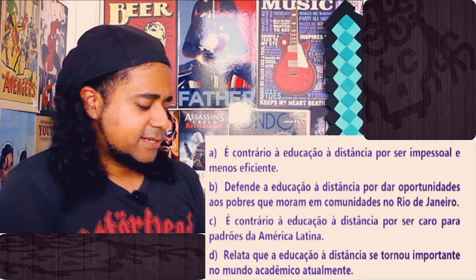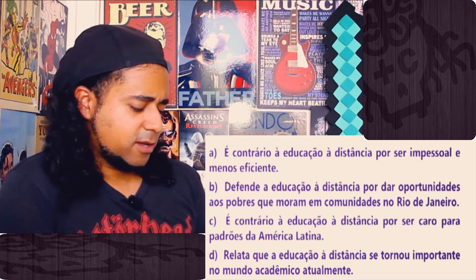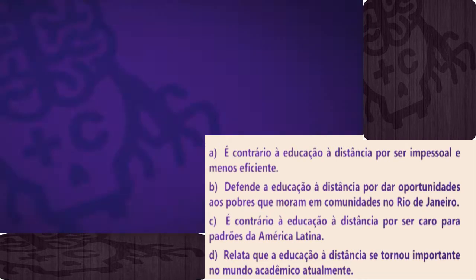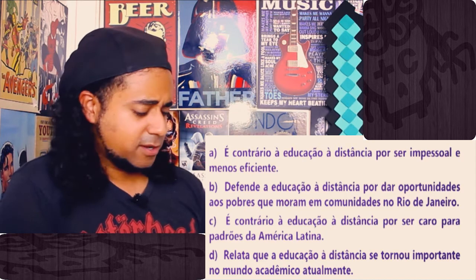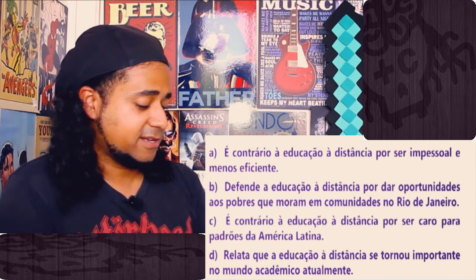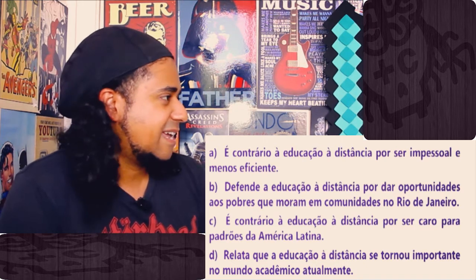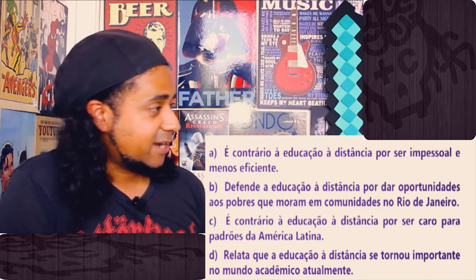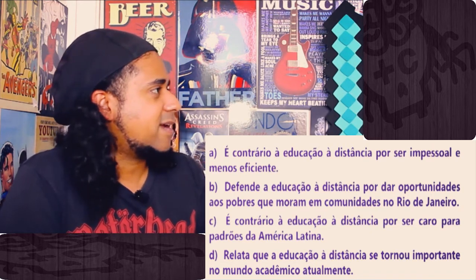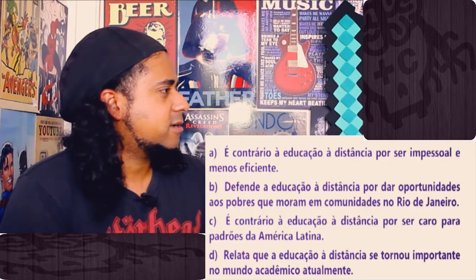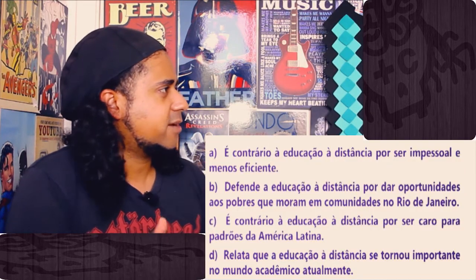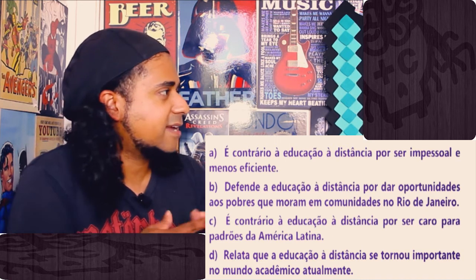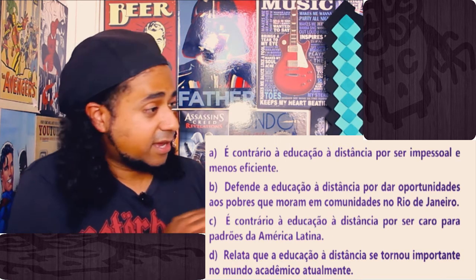So what's A? A is the author is against online education because it's not personal and it's less efficient. Well, in my opinion, we should eliminate this one because the text is saying that it's efficient and here it's saying that it's not efficient. So I would eliminate it. B, the author defends online education because it's a good opportunity for the poor in Rio de Janeiro. Oh, so he defends online education. Maybe it's correct. Really? But in Rio de Janeiro, can you find Rio de Janeiro in the text? Is it mentioned? Oh no, teacher. In the text, I didn't read Rio de Janeiro, so we can eliminate it. It's not connected. So A and B, we can eliminate.